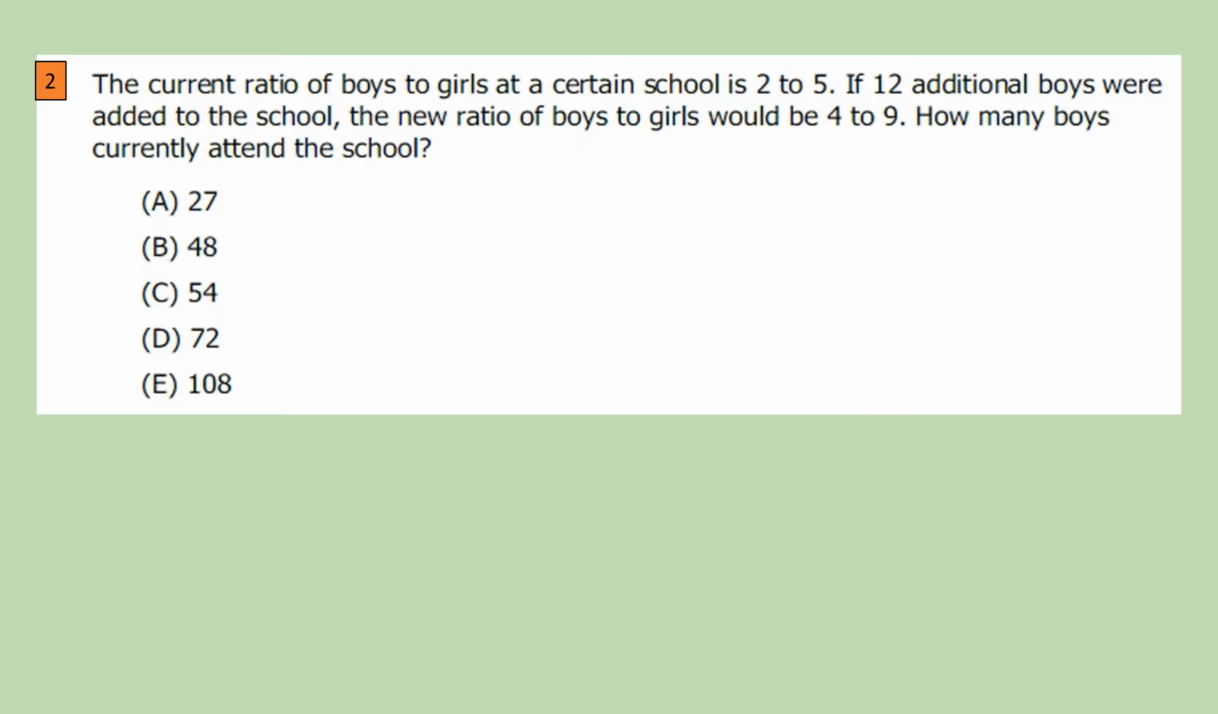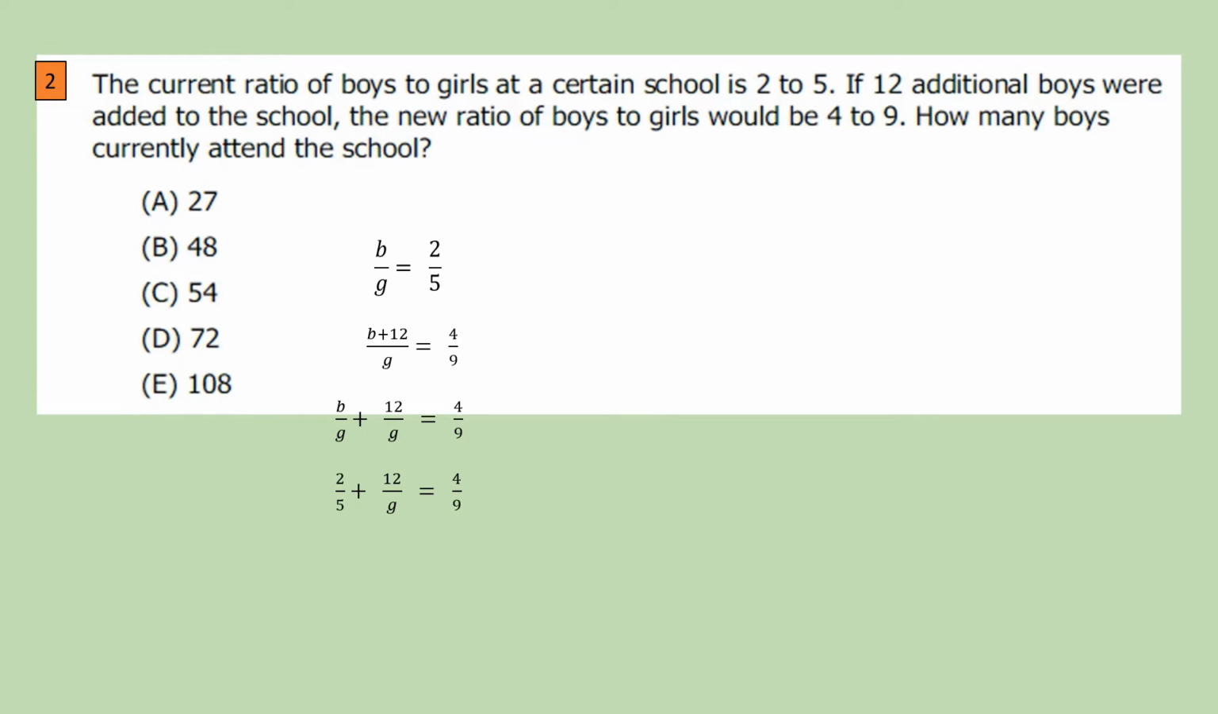The current ratio of boys to girls at a certain school is 2 to 5. So let it be B by G equal to 2 on 5. If 12 additional boys were added to the school, so B becomes B plus 12, the ratio of B plus 12 by G is 4/9. I can split this B plus 12 by G as B by G plus 12 by G, which is 4/9.